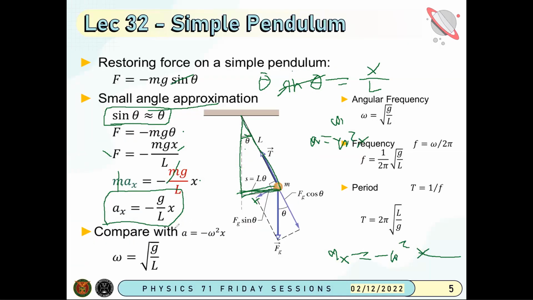So, pagdating dito, if you compare yung expression na to sa expression na to, so may yung x nandyan, yung negative nandyan. So, we get omega squared equals g over L. Okay. Or omega is square root of g over L.